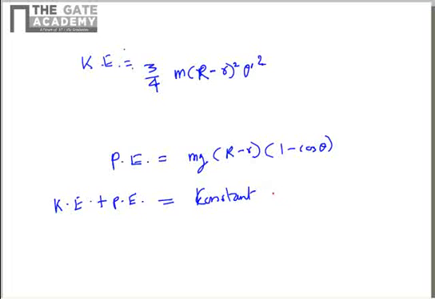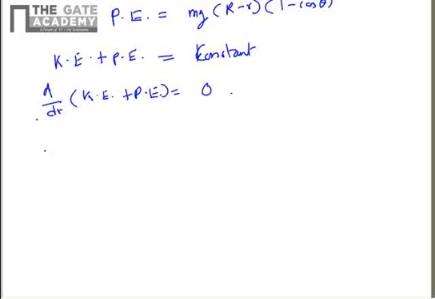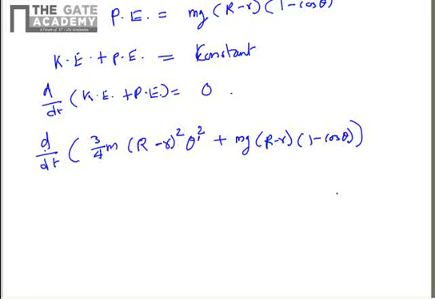for a vibrating system. So only the switching of energy happens between the two modes, the kinetic energy and potential energy. So the derivative of kinetic energy plus potential energy with respect to time will be equal to 0, because the derivative of any constant with respect to any variable is 0. So we'll put our expressions in this equation, kinetic energy is 3/4 m (R − r)² θ'², and equate the expression to 0.